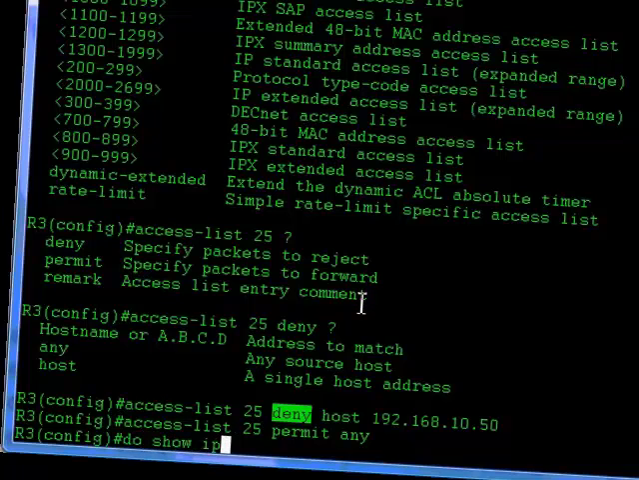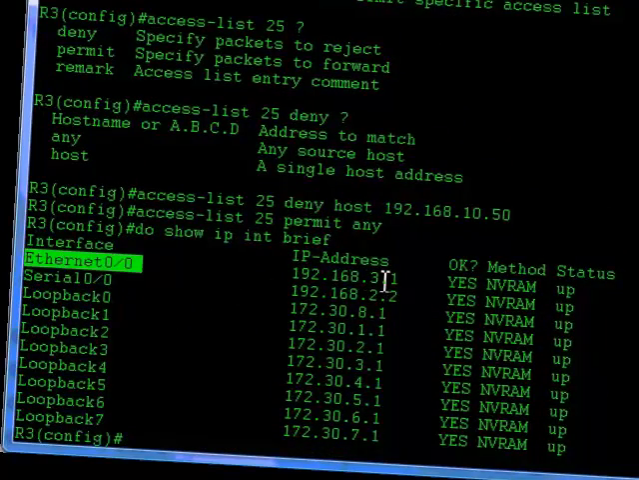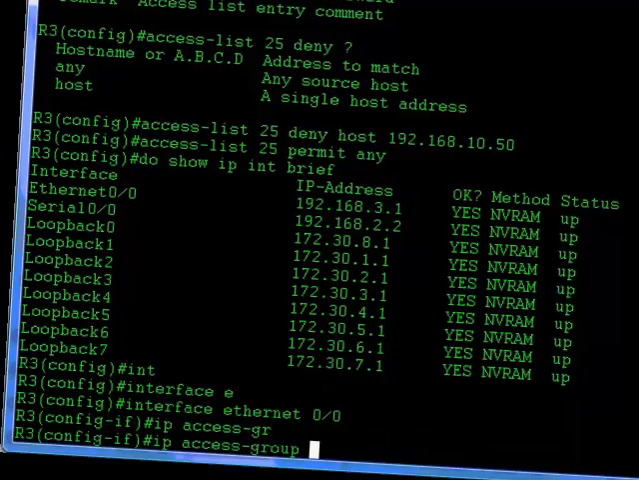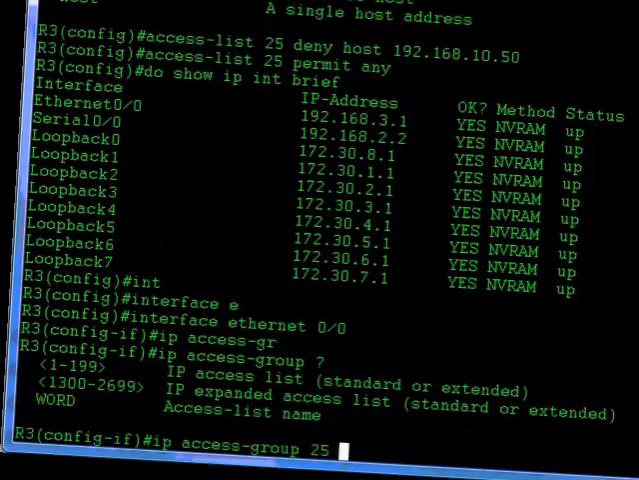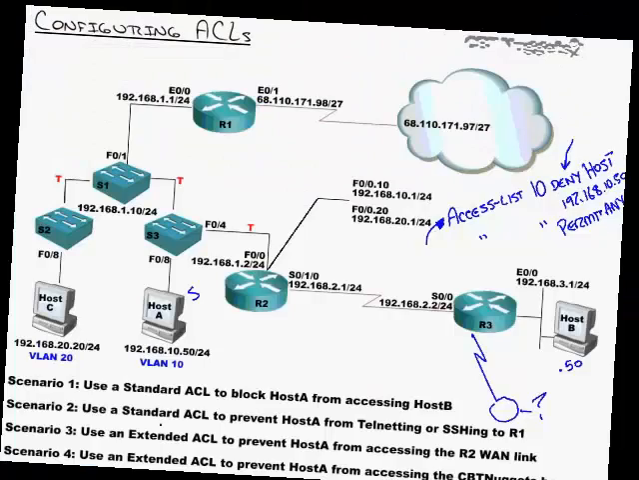Now to help figure out what interface he's going to apply it to, he uses the show IP interface brief command, which is a very helpful command. So once you figure out what interface you're going to apply it on and what direction, you type it in. IP access group, the number of the access list, and the direction. This is why thinking on paper is helpful. It's very important to visualize. Hold your arms out and visualize the direction in and out. Router 3, this interface, out. That's where we're going to apply the standard access list to be most effective.